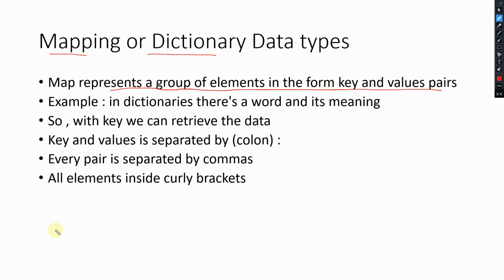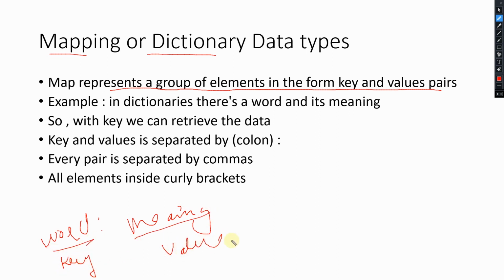So in dictionary, the word is the key, right? So consider there's a word and its meaning, right? So this word is called the key and this meaning is called the value. So in dictionary there's a word and meaning. So with the key you can retrieve the data. So if we have this key you can get this data, right? And in the next example we'll see how to represent it.